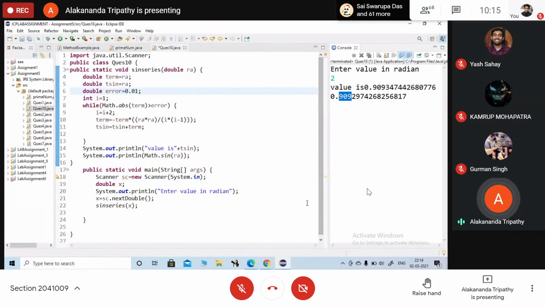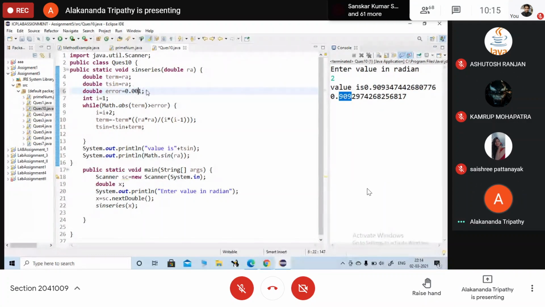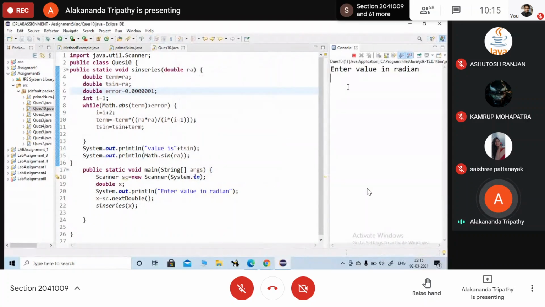Am I audible to all of you? Yes, ma'am. See, up to where is it the same? Up to the first three places after the decimal point. So it depends on the term, what error value you are going to take. Accordingly, you will get that accuracy. I will run the code with 2. So you can check here, you are getting up to 6-digit accuracy after the decimal point. Are you getting my point? Yes, ma'am.